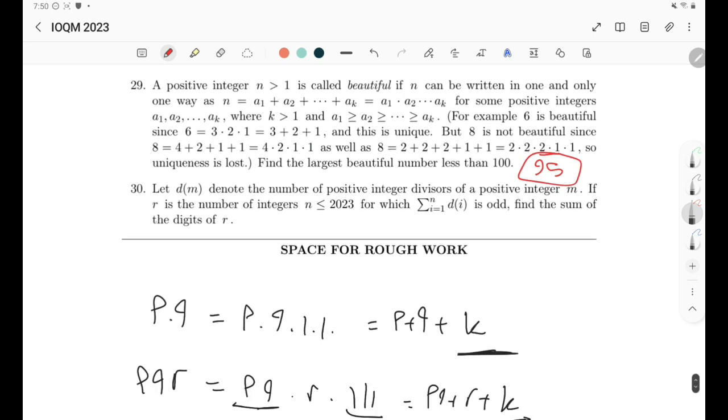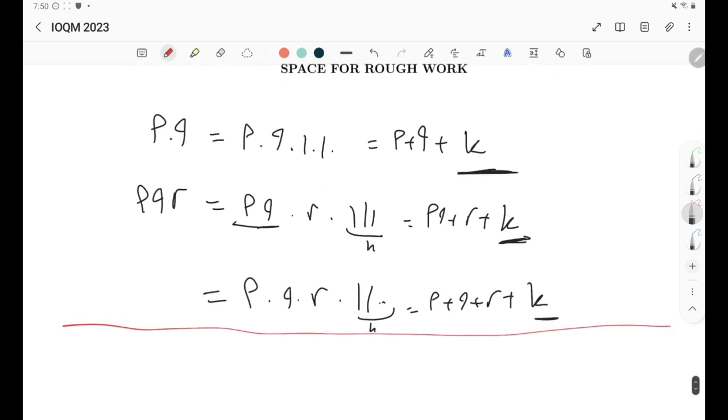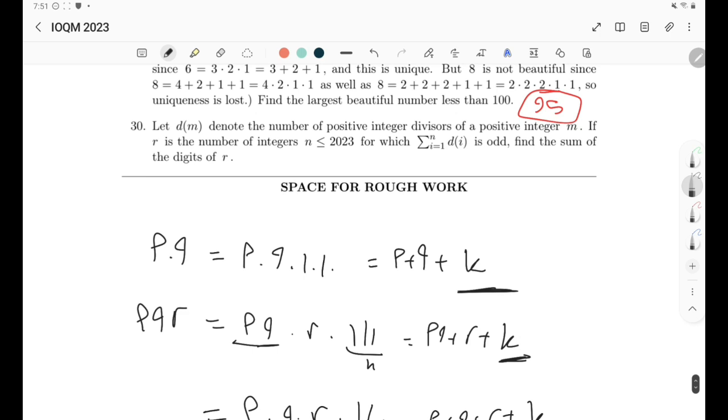Okay, finally the last question. Let d(m) be the number of positive divisors. They're telling us r is the number of integers less than 2023, such that the sum of d(i) from 1 to n is odd. Okay, let's think about it. What does it mean? The sum of d(i) is odd. We're going to discuss the parity of d(i).